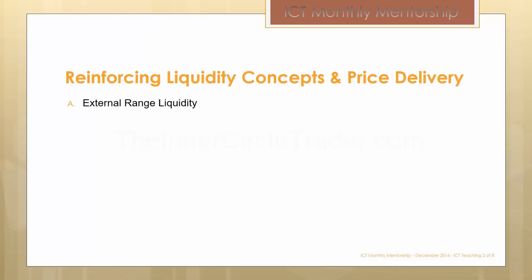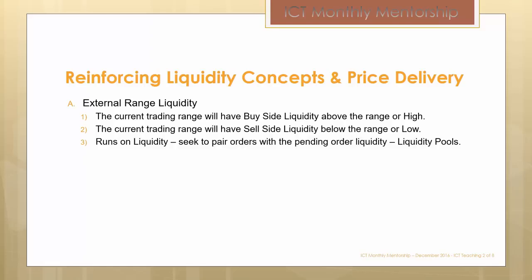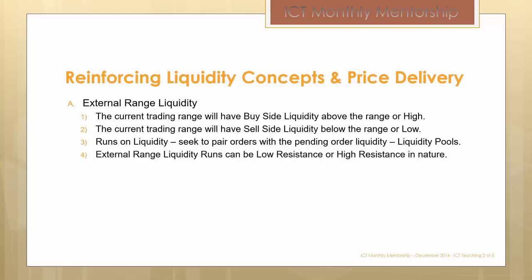Okay, first on the menu today is going to be external range liquidity. The current trading range will have buy-side liquidity above the range high. The current trading range will have sell-side liquidity below the range low. Runs on liquidity seek to pair orders with pending order liquidity, which is in the form of a liquidity pool. External range liquidity runs can be low resistance or high resistance in nature. You as a trader want your trades to be in low resistance conditions. In other words, you don't want to have any resistance in your path of profitability.